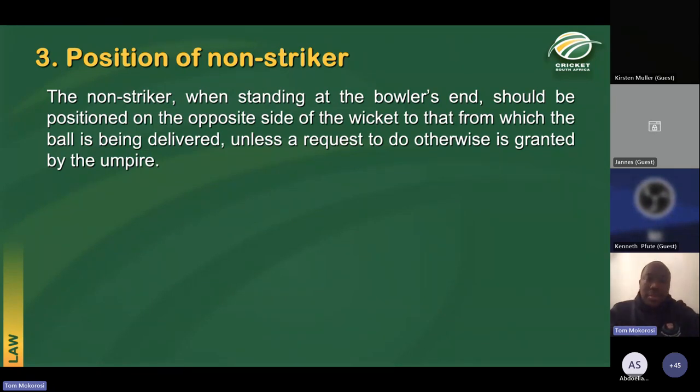However, if the non-striker requests, and it needs to be a reasonable request, then he or she is allowed to run and stand on the side that the bowler is bowling from, but he or she would probably be about 5 meters away from the bowler when the bowler runs up to deliver. So standing quite wide of the crease.